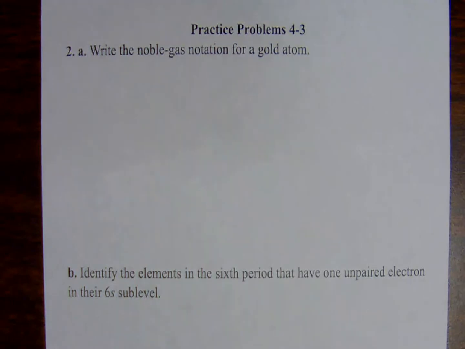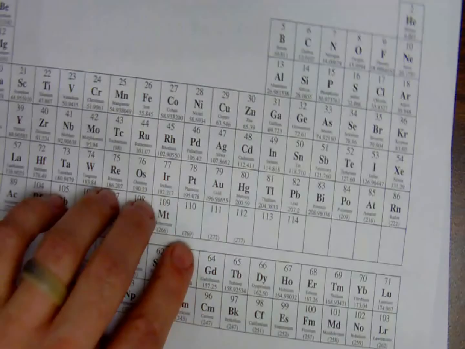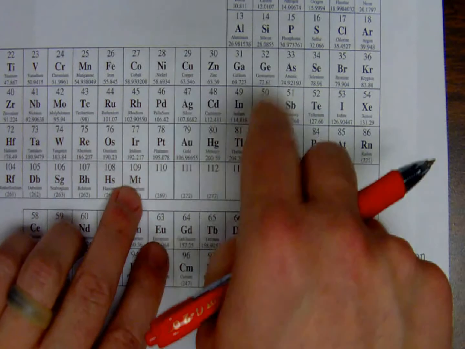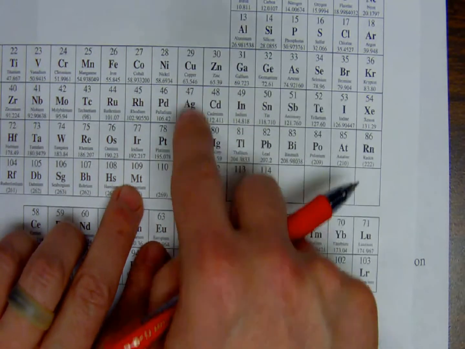Second practice problem associated with sample problem 4-3. So here we go. Write the noble gas notation for a gold atom. Okay, I think this is going to be fairly easy because I get to use the noble gas notation. Well, let's find gold right there. Okay, number 79. It's going to be in the 5d.